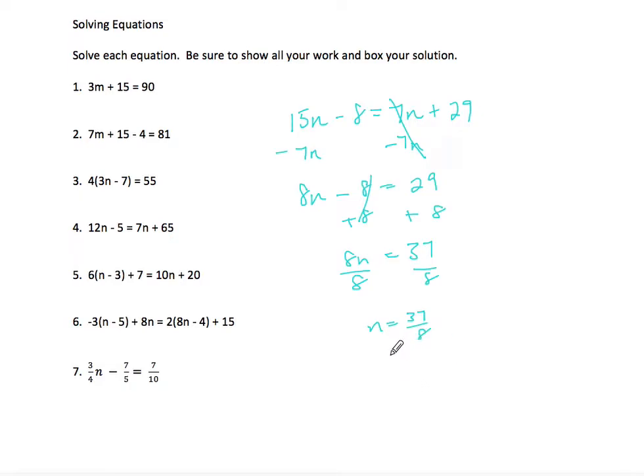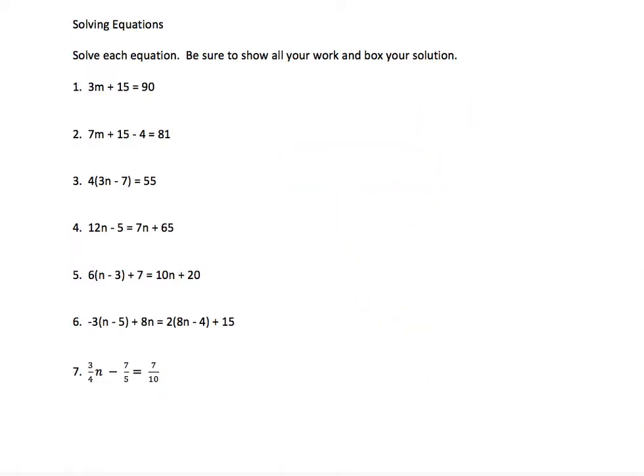Let's do two more. So the next one I want to do is like number 1 or 5 or 6. They're kind of the same thing, but let's throw a negative in there. So negative 2n. Nope. Let's do this.